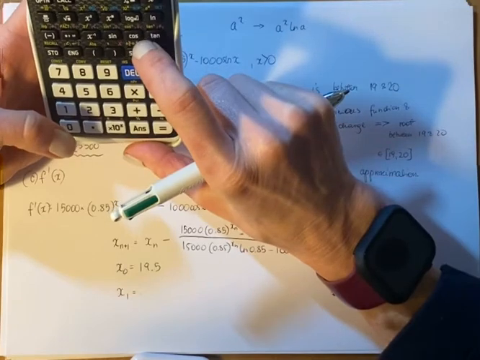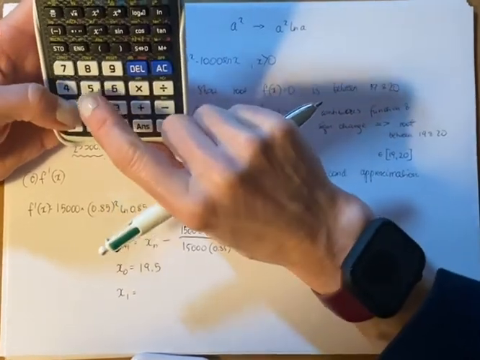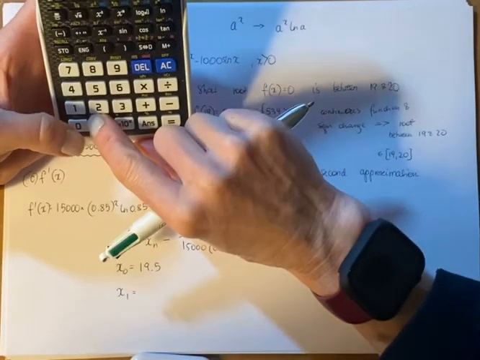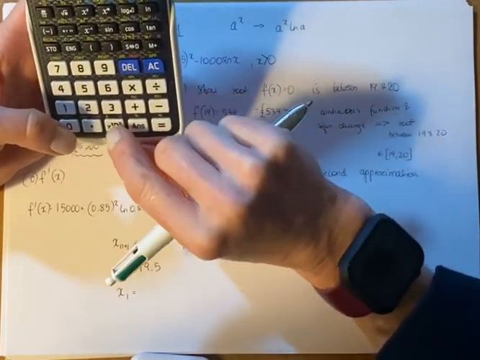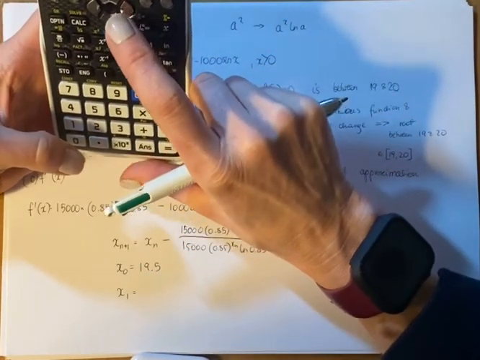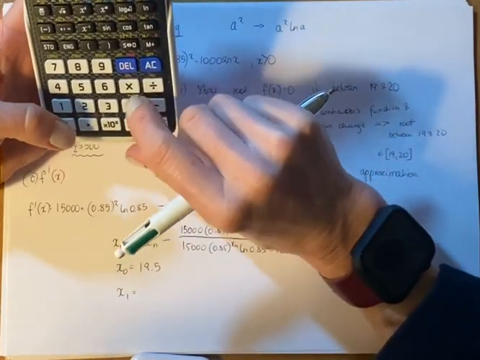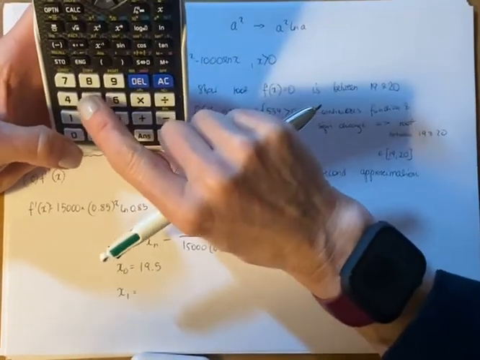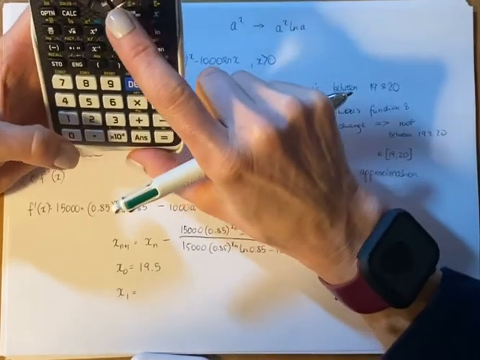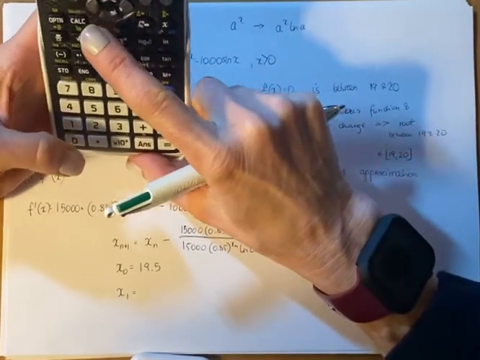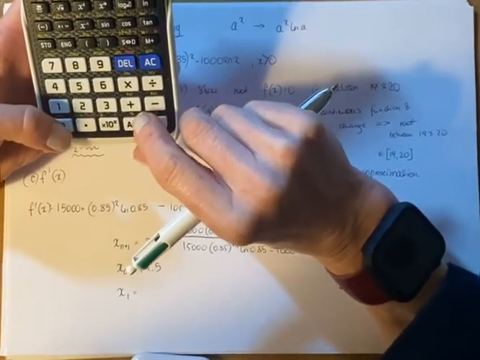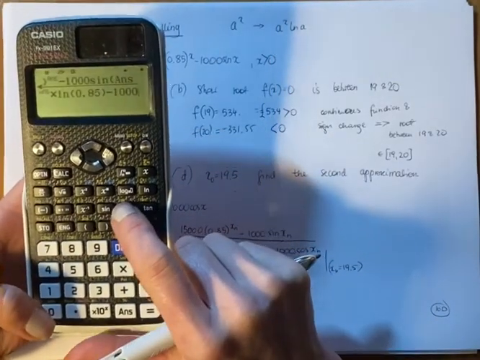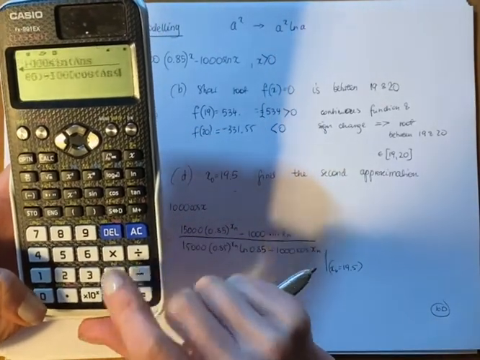Let's go to the bottom of the fraction, so it's 15,000 times 0.85 to the power of ans. I haven't surrounded it with brackets, but the calculator handles that, so that's fine. Multiplied by ln 0.85. Close brackets, to check that you have closed the brackets, and then finish there. Minus 1,000 cos ans.